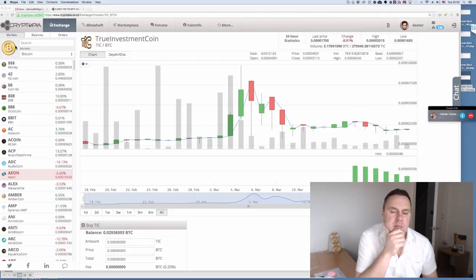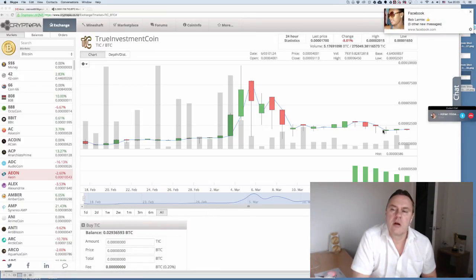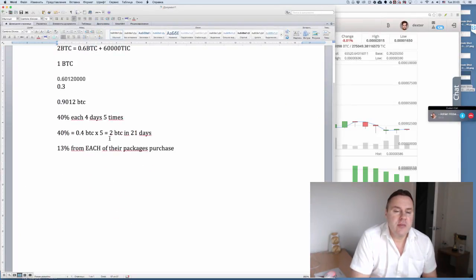Answer the question. Where does the money come from to pay you double the money? I think these guys use this coin. They deposit coins and pay by coins. Yeah, go back to your Word document. Okay. So they're paying you more than two Bitcoin, they double your money in 21 days. Absolutely. It works.